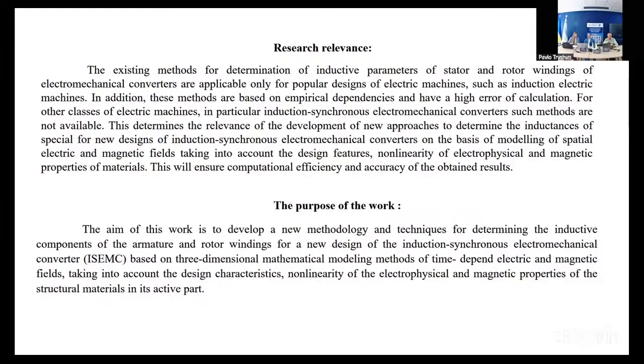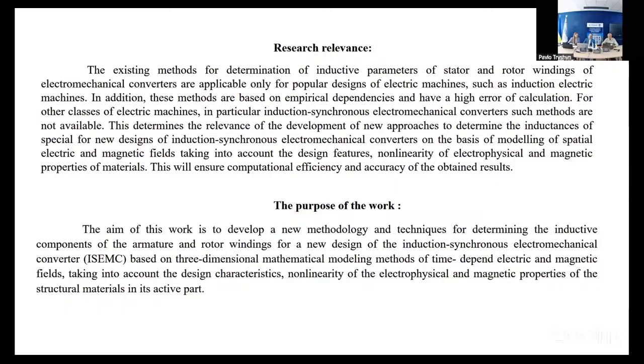This determines the relevance of the development of new approaches to determine the inductances of special, new designs of induction synchronous electromechanical converters on the basis of modeling of electric and magnetic fields, taking into account the design features and non-linearity of electrophysical and magnetic properties of materials. This will ensure computational efficiency and accuracy of the obtained results.